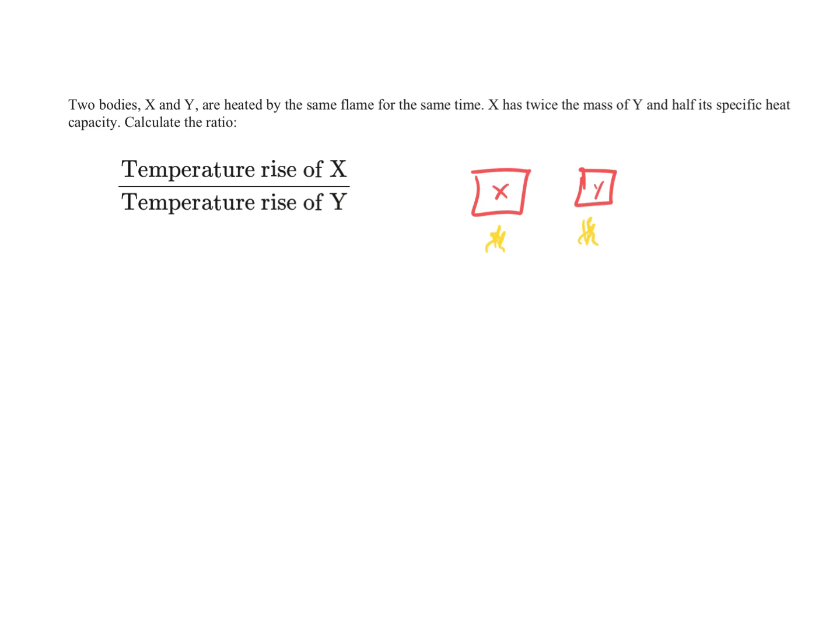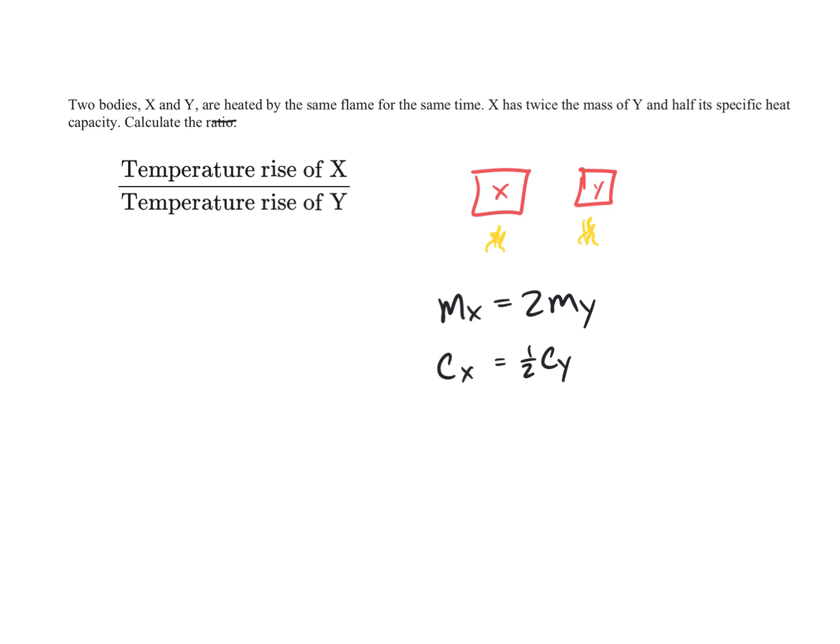It says that X has twice the mass of Y. So the mass of X equals two times the mass of Y. And it says, and half its specific heat capacity. So the specific heat capacity of X equals half the specific heat capacity of Y. Calculate the ratio of the temperature rise of X to the temperature rise of Y.